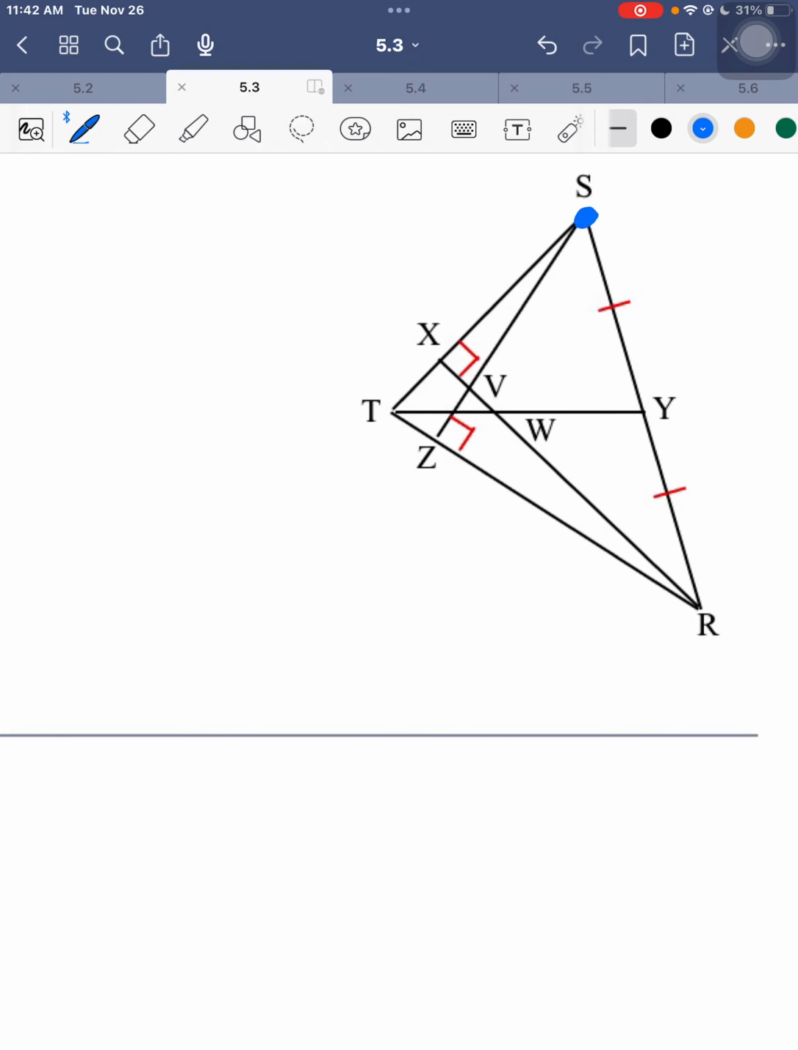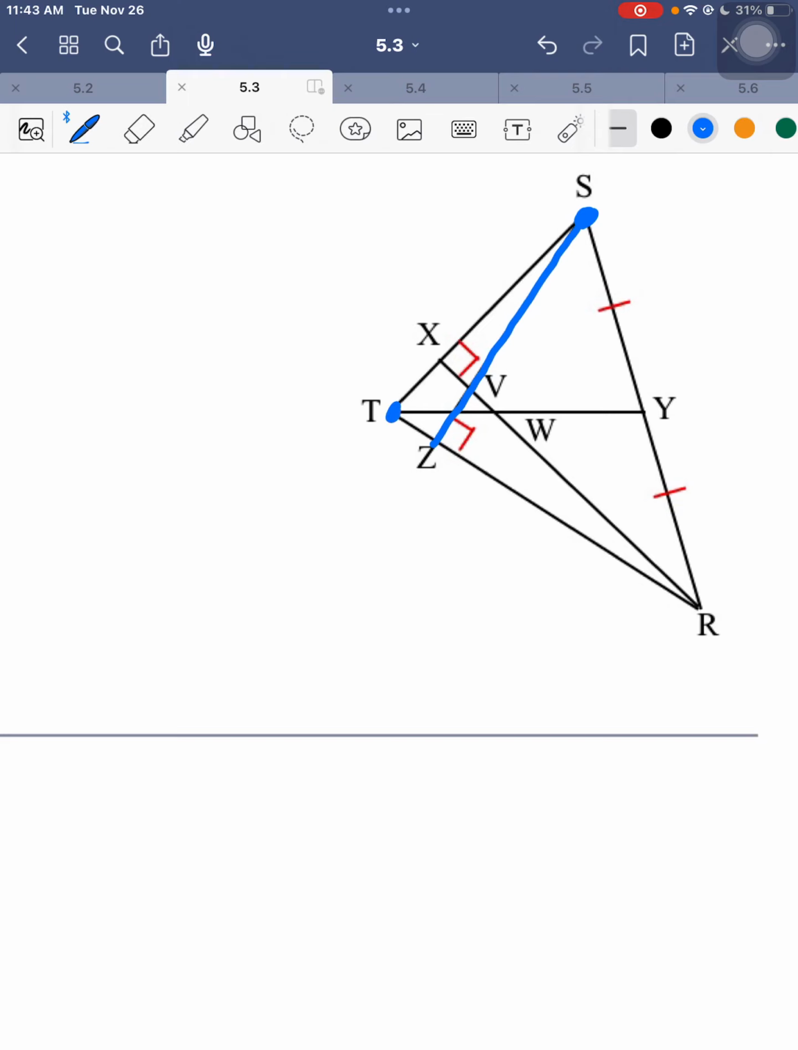So let's take a look at some of the sides that we have. Let's take a look at S. S is definitely a vertex. And it goes down to the opposite side. What's the opposite of angle S? Line segment TR. At a 90 degree, does it? Yeah, 90 degrees right here. So this is my first altitude.